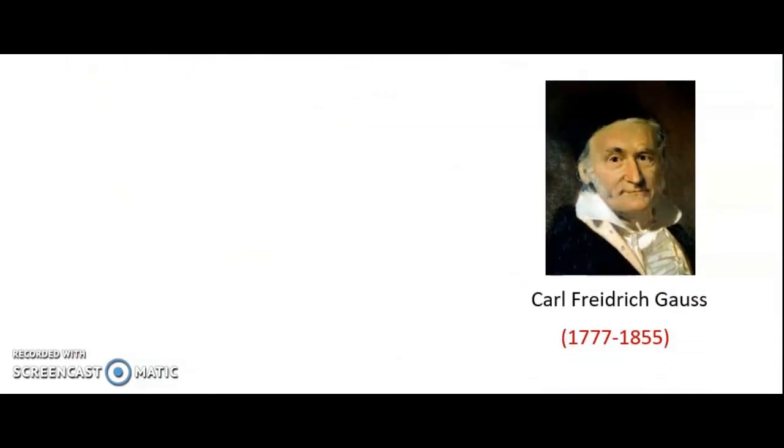Here you can see the picture of a great mathematician, Carl Friedrich Gauss. He contributed so much to arithmetic progression. There is one story behind his invention. Once his teacher gave him a punishment to find the sum of the first 100 natural numbers, meaning the sum of 1 plus 2 plus 3 plus 4 up to the last term, that is 100.